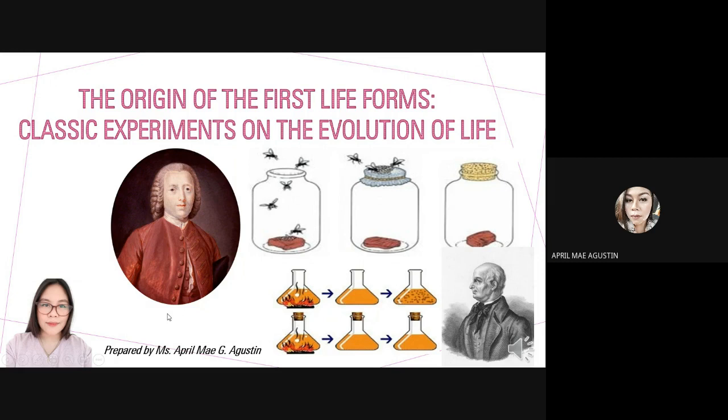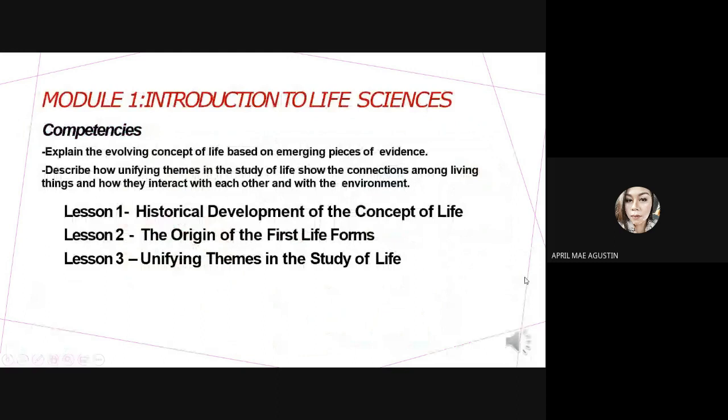Our first topic is all about the introduction to life sciences. So the competencies are the following. The first one is to explain the evolving concept of life based on the emerging pieces of evidence. And the second one is to describe how unifying themes in the study of life show the connections among living things and how they interact with each other and with the environment.